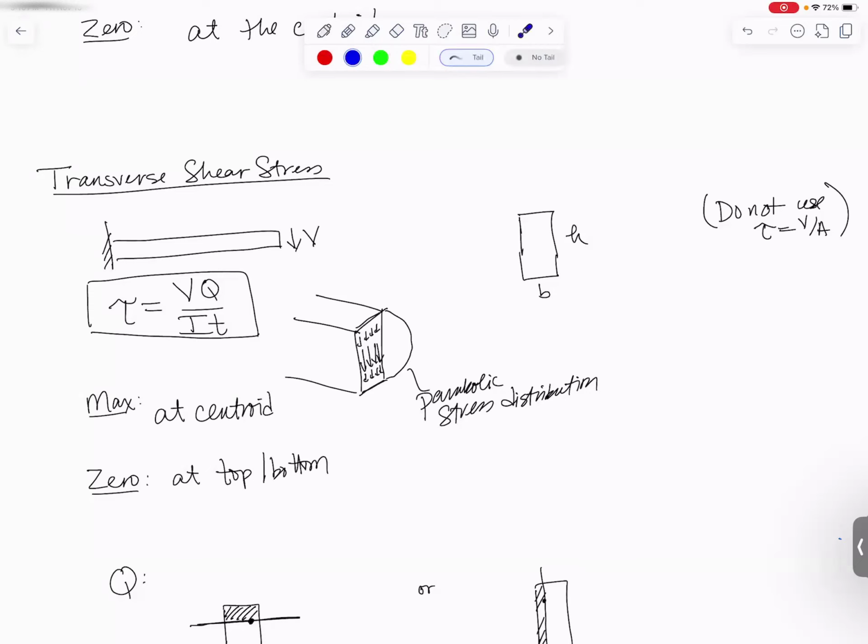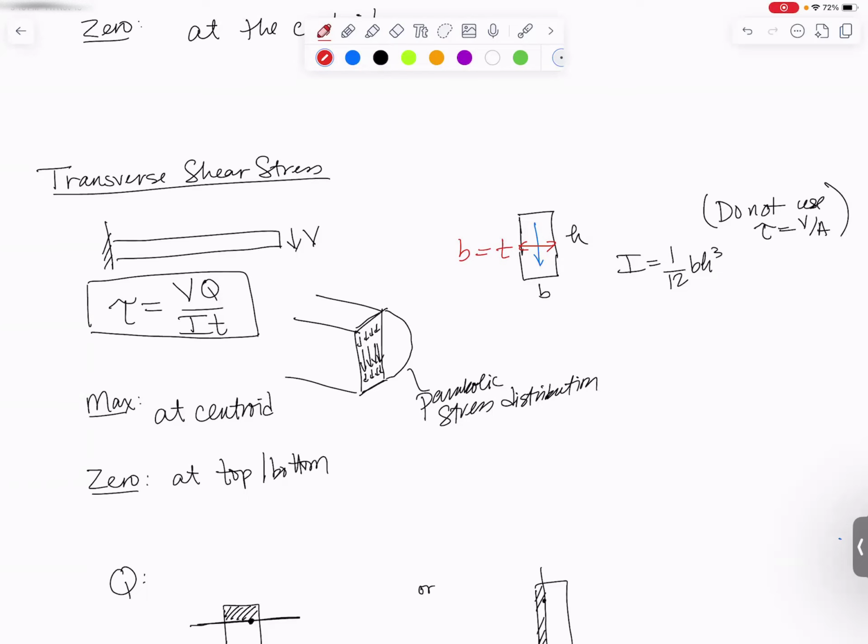V goes in the top. Moment of inertia is the moment of inertia for the cross section. So if it's a rectangle, you're just going to plug in I equals 1/12 BH cubed. And the thickness, that would be the thickness measured perpendicular to the force. So if the force is in this direction, you go perpendicular to it. And this would be our thickness. So thickness would be equal to B if it's a rectangle.